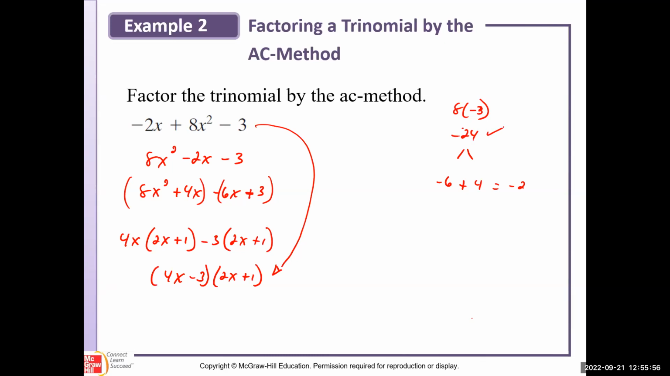So I do apologize for that one there. I've loaded up on mistakes in today's lesson. Lord Jesus. All right, so 8x squared minus 2x minus 3 factors to 4x minus 3 and then 2x plus 1. Questions on this one?